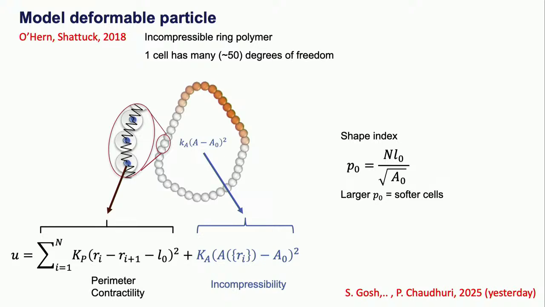And you can non-dimensionalize this energy functional for one single particle, and it turns out that, very similar to the Voronoi and vertex models, it depends on one parameter. You can introduce P0, which is the ratio between the preferred value of the perimeter, which is the number of beads, times L0, the typical distance, over the square root of area. And we're going to focus here on a value which is somehow large, 3.9, which means that these particles are very squishy.